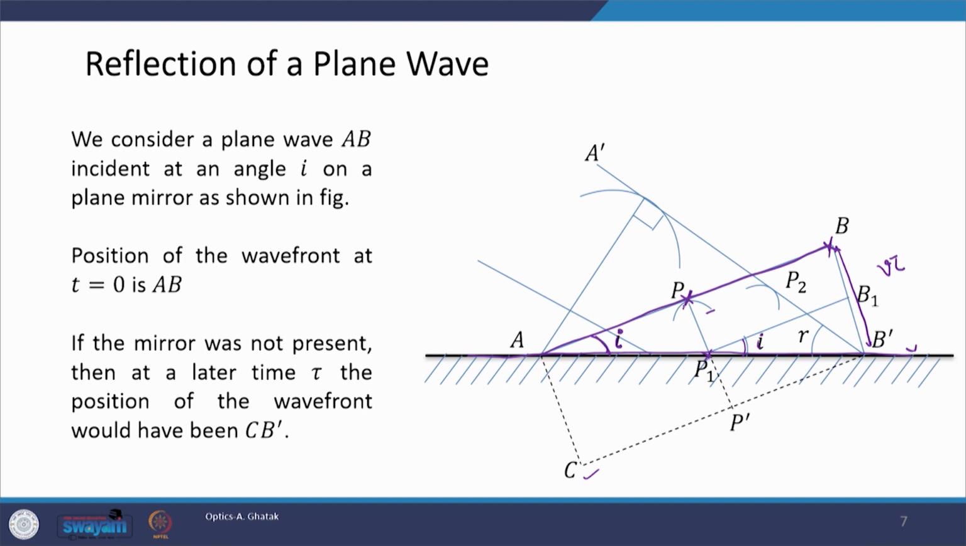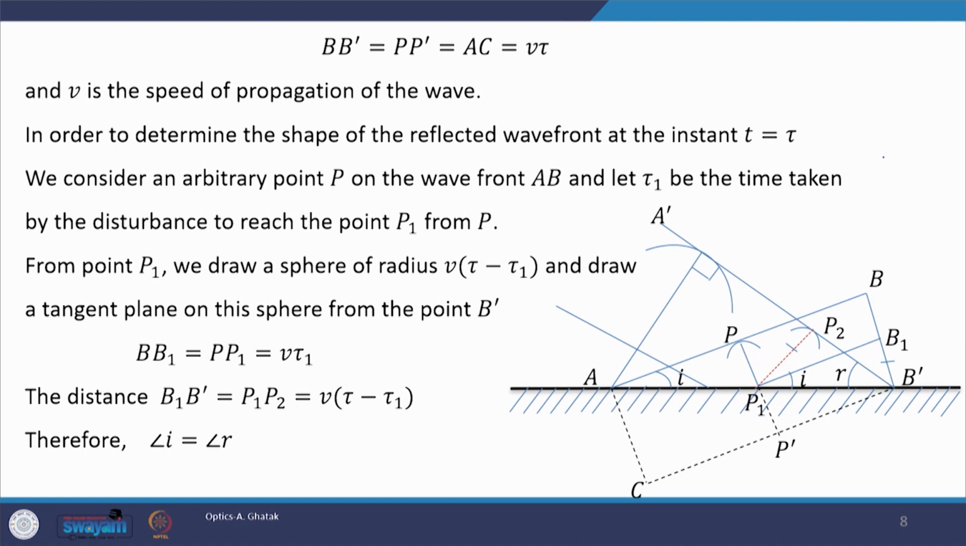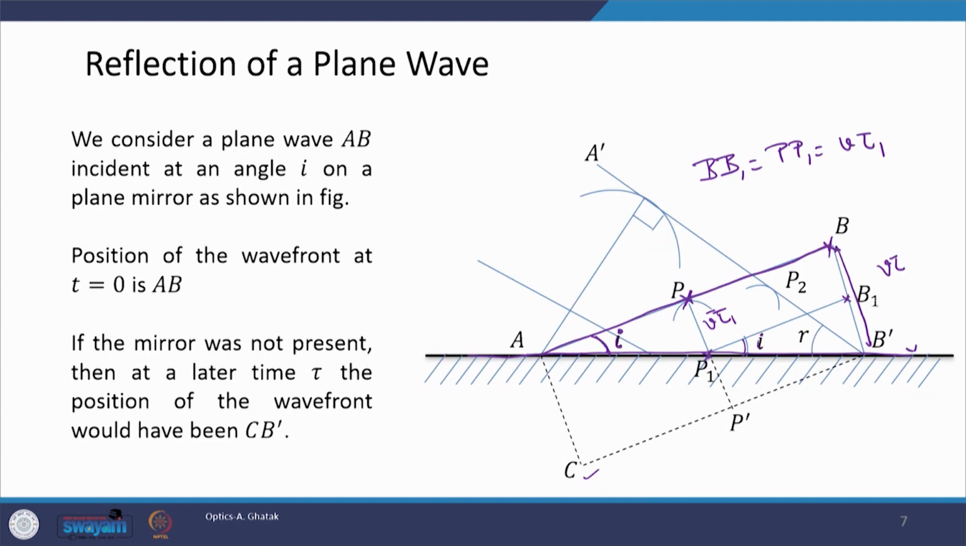And if we pick a random point P on the wavefront AB, then point P will reach point P1 in time tau 1, so the distance is V into tau 1. Tau 1 is another time; tau 1 would be shorter than tau. Then we draw a perpendicular from P1 to the BB prime line, and this will meet here, and this distance BB1 would be equal to PP1, which is equal to V into tau 1. Now, we will see this is what is exactly written here. Now BB prime is this distance.